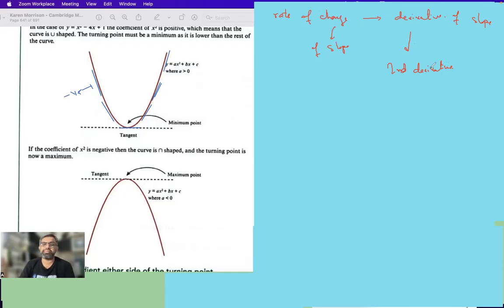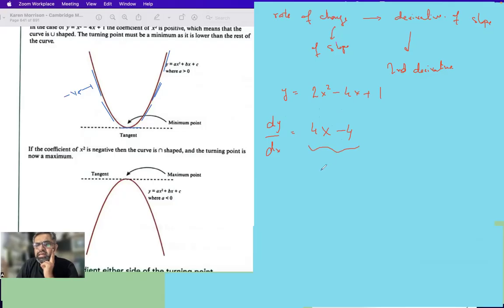So how will it work? For example, we take the same old function, the previous function, where we were choosing 2x square minus 4x plus 1. Suppose this is our function. So what is the derivative? That is, what is its slope? dy by dx is 4x minus 4.